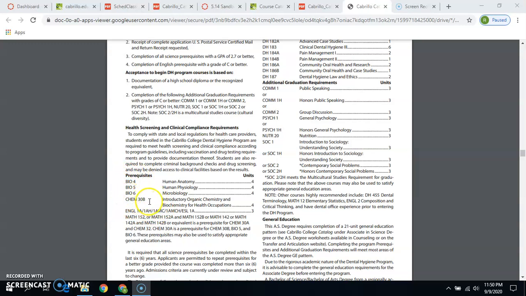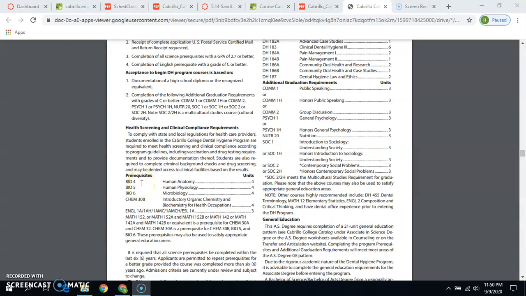Once the student completes these courses with the appropriate GPA, because there is a GPA requirement, he or she is able to apply to the dental hygiene program. Now, one of the things to keep in mind is fulfilling the prereqs and applying to the program does not mean that the student is done with their other courses. Remember, all degrees at Cabrillo require general education.